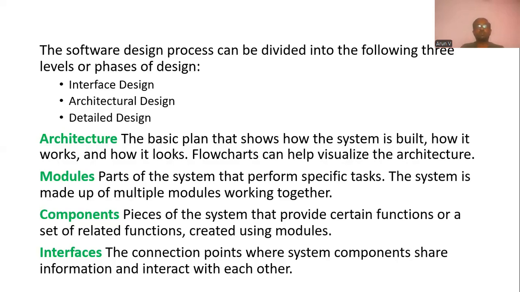Second one, modules. Modules are nothing but functions, which perform some specific tasks. So multiple modules in the entire system work together to perform the task. The third element is component. The entire software design has small pieces of the system, right? Each piece of the system performs a certain task. Now another element is interfaces. It is like a connection point where system components share information and interact with each other.